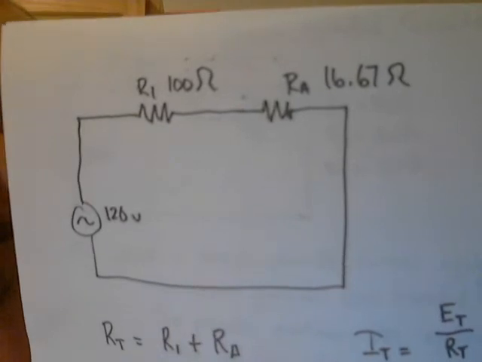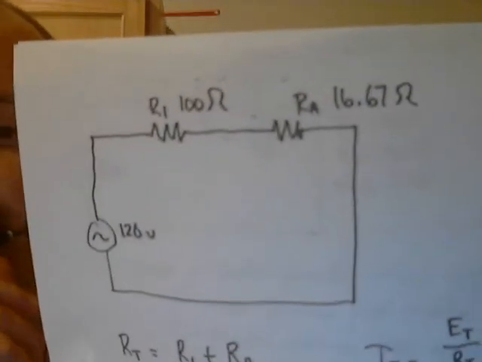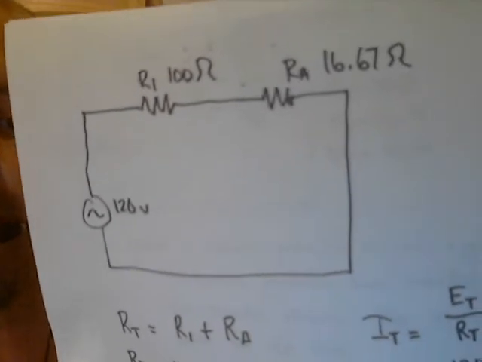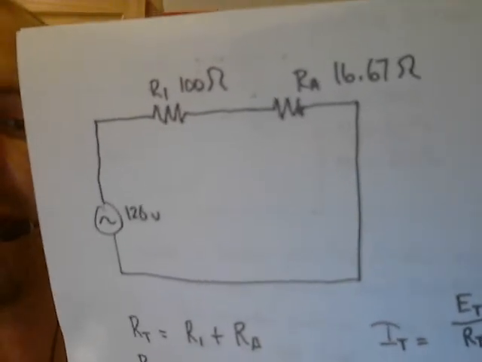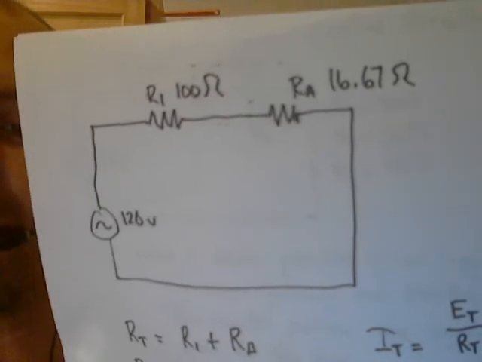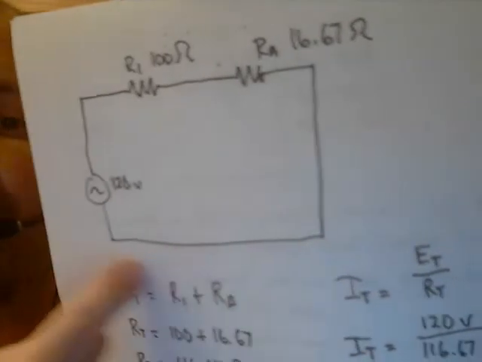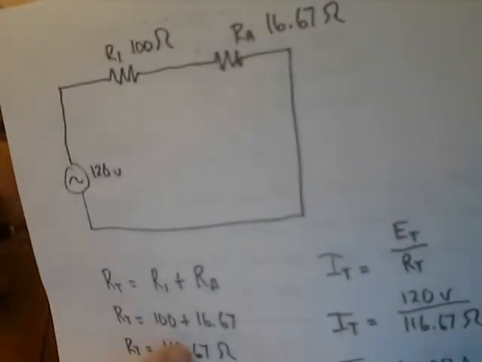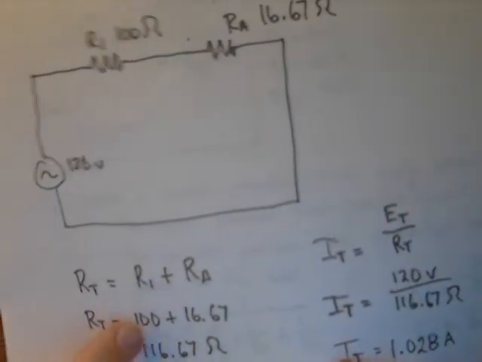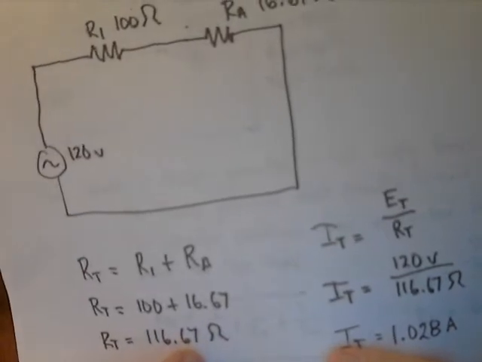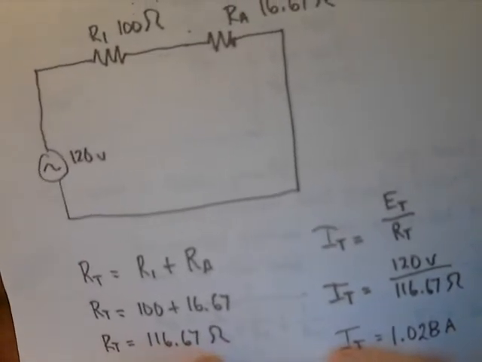Now I have a simple series circuit, and all I have to do to find the total resistance for this whole circuit is add those 2 resistors in series. Because remember, with a series circuit, all I have to do is just add the resistances up, and I wind up with the total. So let's do that right now. RT is going to be R1 plus RA, and then we plug in our numbers, and we have 100 ohms plus 16.67, and we wind up with a value of 116.67 ohms.